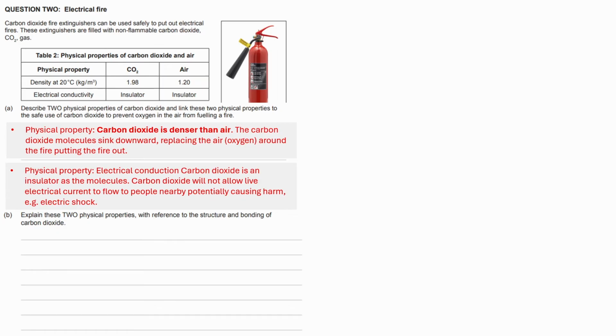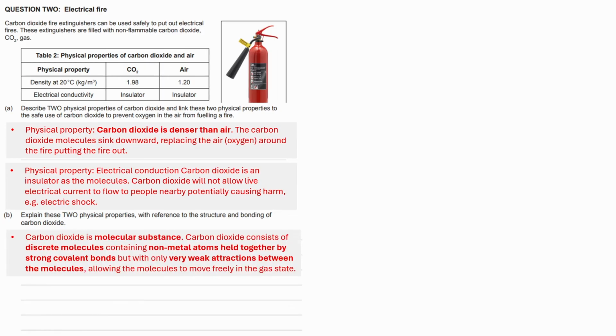The next thing, explain these two physical properties with reference to structure and bonding of carbon dioxide. Okay, so this is a bit more complicated than it seems, but let's just start with explaining the structure and bonding of carbon dioxide. Carbon dioxide is a molecular substance. It consists of discrete molecules containing non-metal atoms held together by strong covalent bonds. But it only has weak attractions between the molecules. That means it's in the gas phase, right? So because it's in the gas phase, that's why it's not very dense.